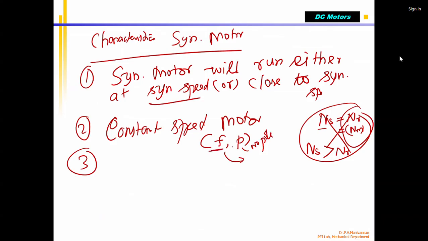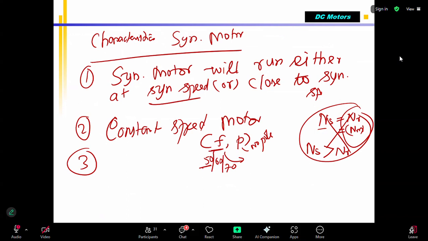Once this is fixed, in India it is 50 hertz. You go to the US, it is 60. You go to France, it is 70. Japan, something else. Most of the Commonwealth countries, British ruled countries except the US, correct? All other countries are following 50 hertz, around 20 to 30 countries.